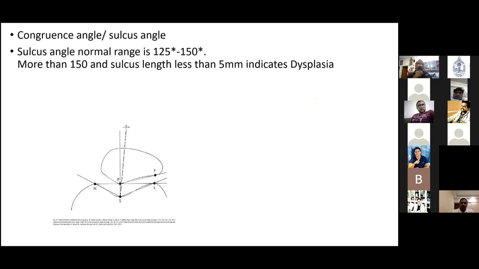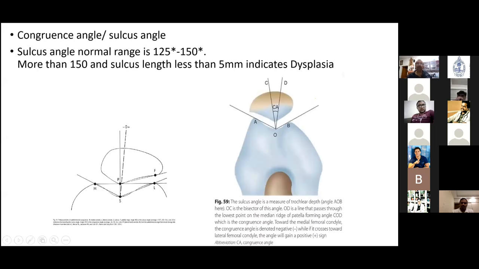For the sulcus angle, you mark both the points, the M and the L, that is the highest point of the medial epicondyle and the highest point of the lateral epicondyle, and the center. This angle is the sulcus angle. That you have to know. These are some other angles which are measured. On MRI, you look for any loose bodies and a tear of the MPFL.